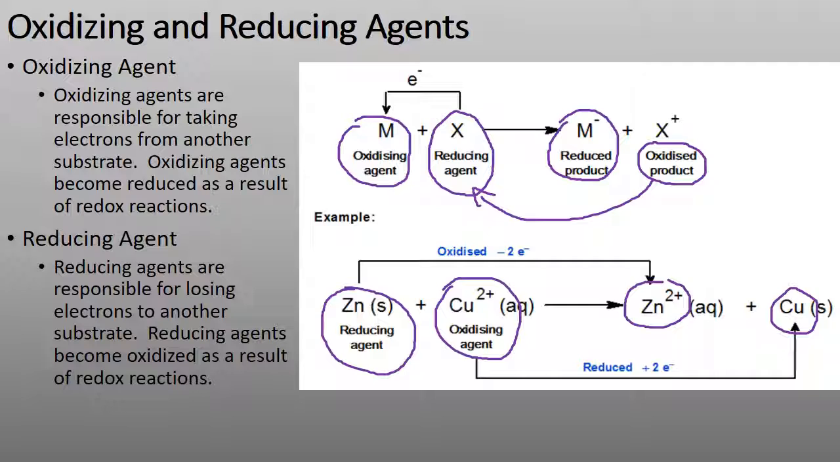Take a look at the slides. Please review them. These terms will be important on the test. You will need to identify a couple of these reactions.